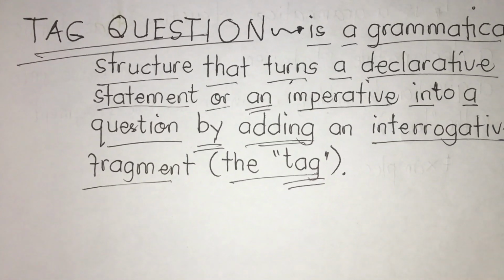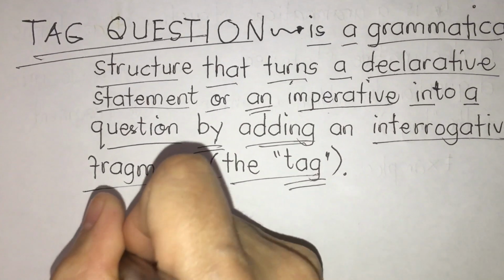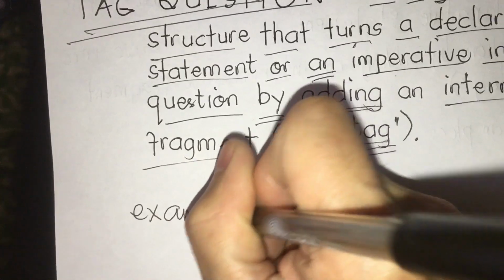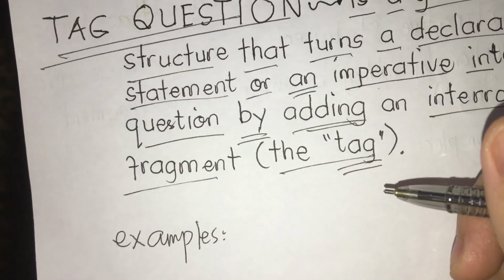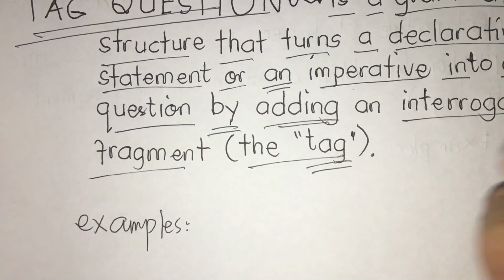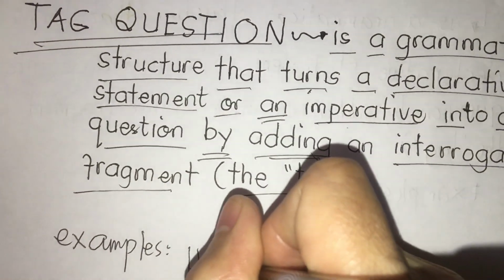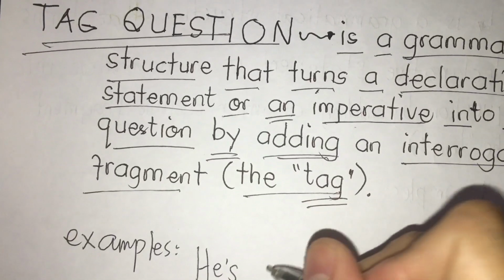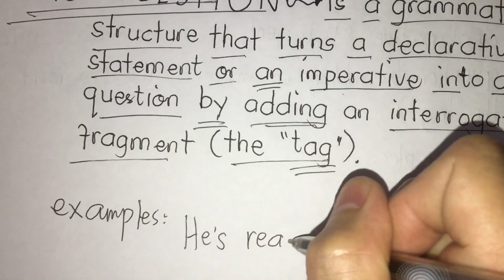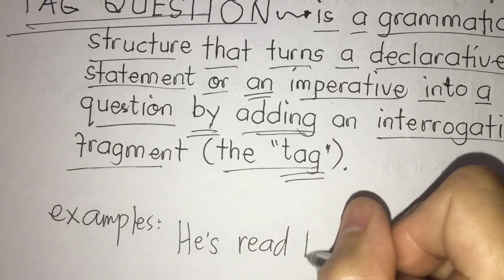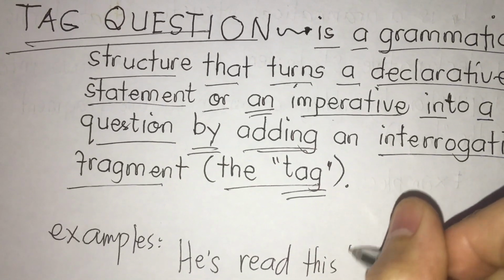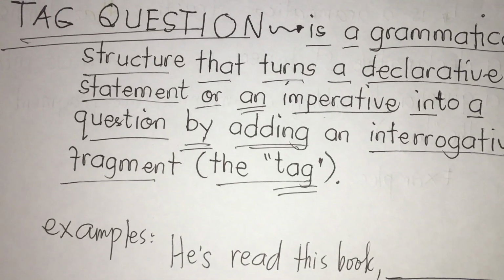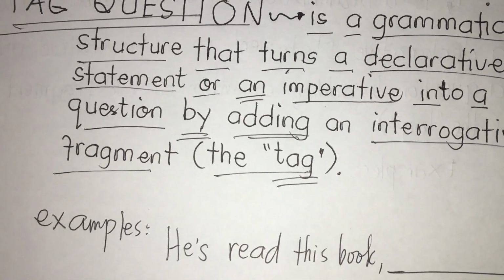Yes, so for example, I'm going to use a pronoun. I'm going to write here, my dear viewers, examples. To create first a very exciting sentence with a pronoun, I'm going to use apostrophe s: He's read this book. Okay, later I'm going to write the tag questions.